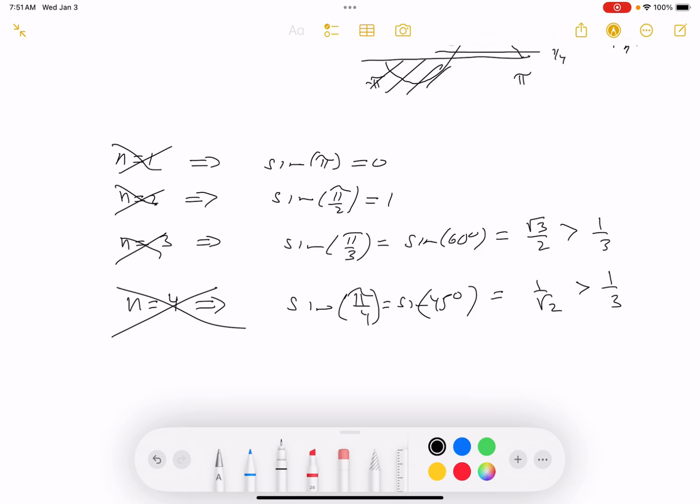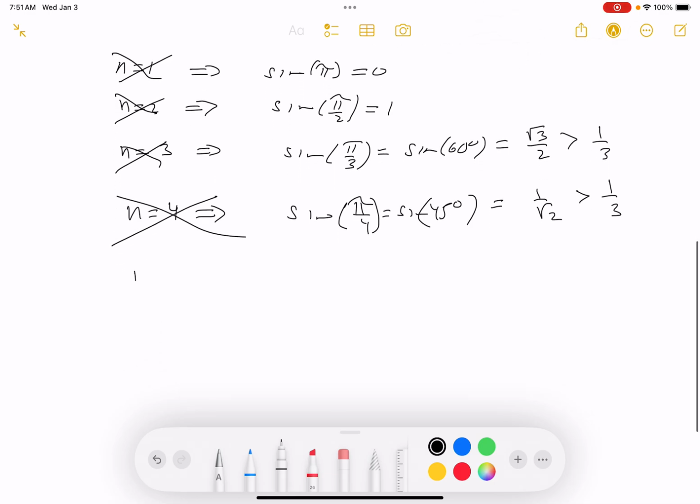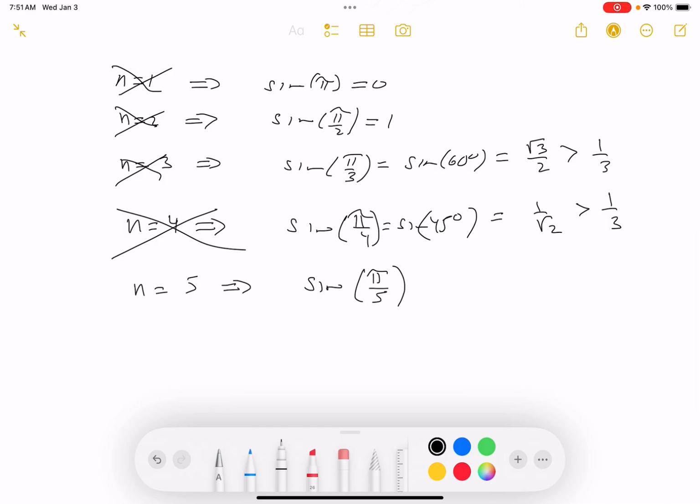Out of the question. Let's go to n equals 5, by the way. A little more challenging. I don't think I can evaluate that directly, but I can say the sine of pi over 5. And my claim over here, I'm going to have to start thinking about it.